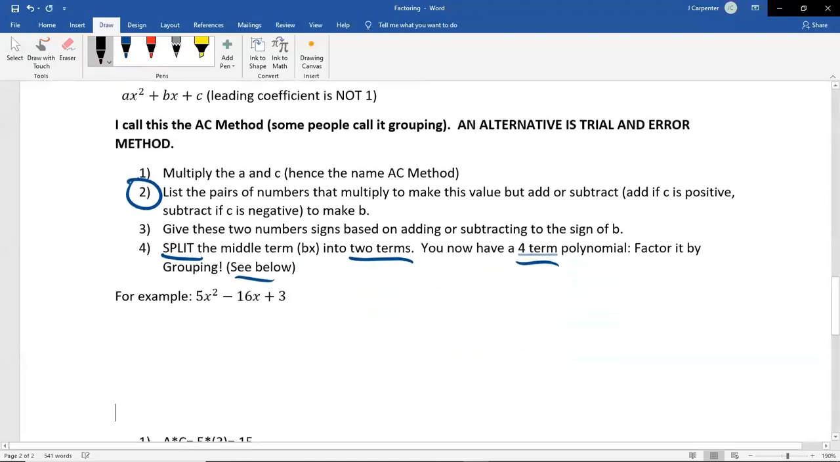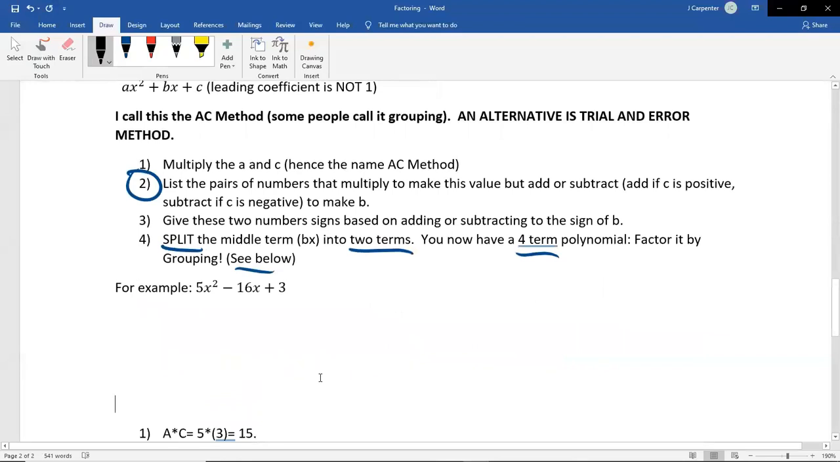So let's try out this example, 5x squared minus 16x plus 3. I am taking way too much time to do this, unfortunately. That's okay. That's okay.